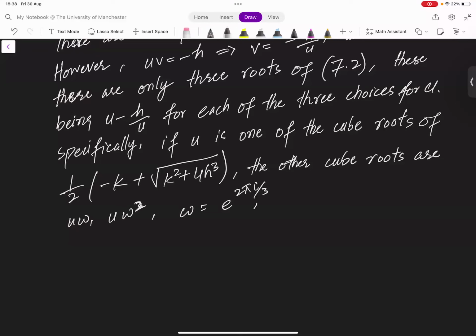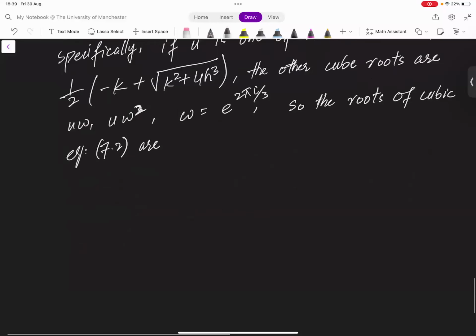So the roots of the cubic equation 7.2 are u minus h over u, u omega minus h omega square over u, and u omega square minus h omega over u.